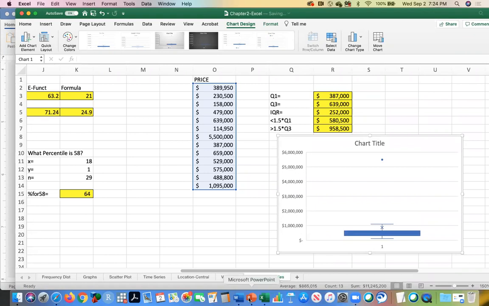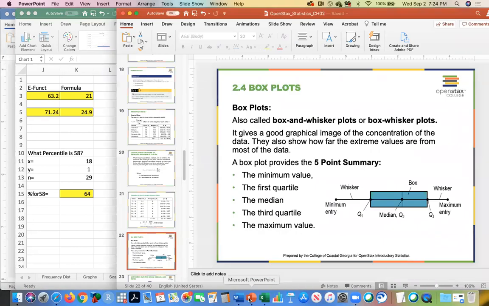So these box and whiskers are also a very good way to show or visualize the data. The box and whisker gives a graphical image of the concentration of the data. They also show how far the extreme values are from most of the data. So this is the 5-point summary that you can see in your box and whiskers plot. You have the minimum value, and you have the maximum, which happens to be quartile 4.